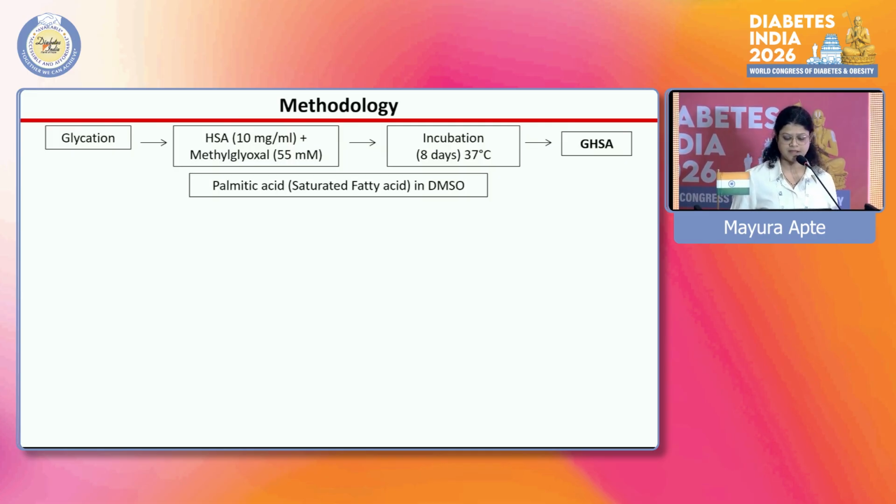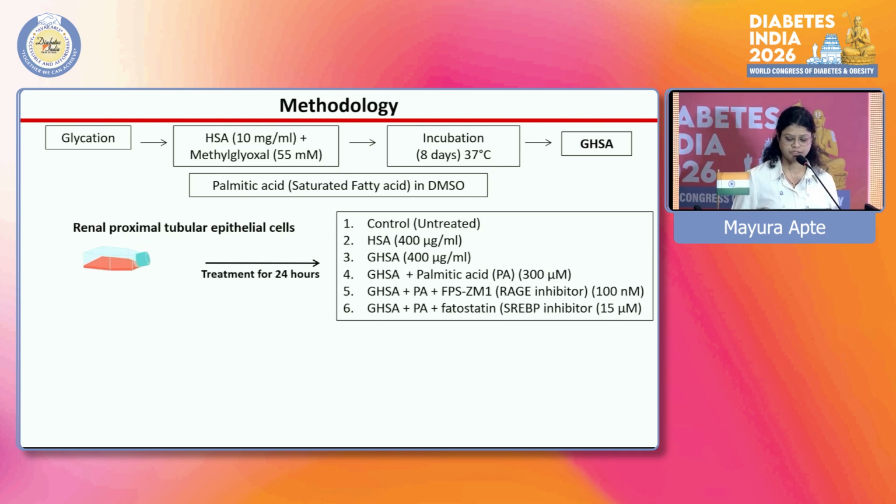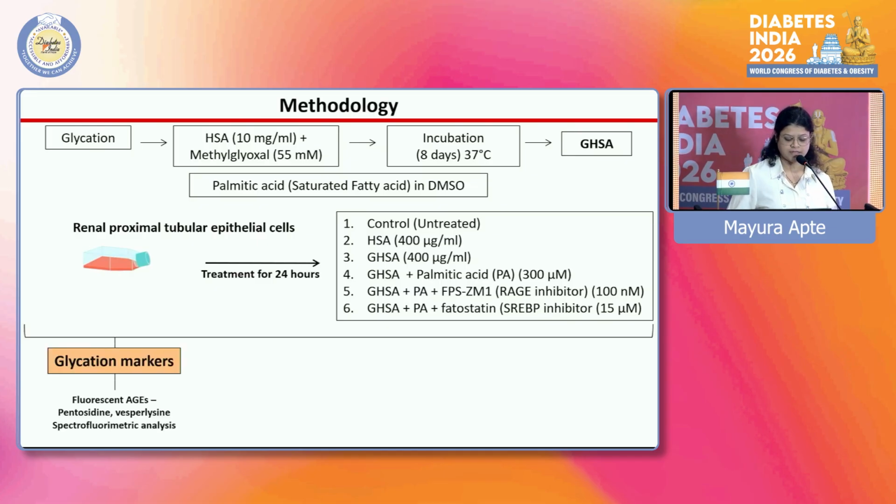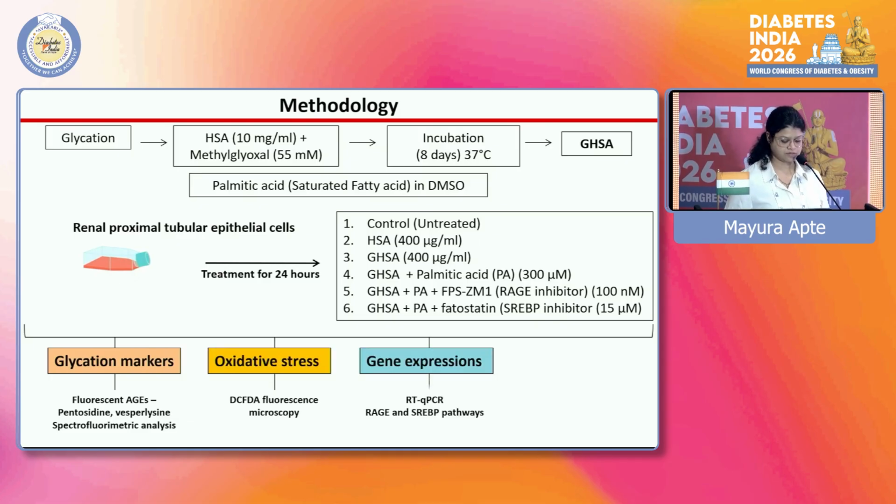Simultaneously, palmitic acid, one of the saturated fatty acids, was prepared, and renal proximal tubular epithelial cells were maintained in their specific medium. They were treated with this GHSA and palmitic acid for 24 hours in the presence of FPS-ZM1, the RAGE inhibitor, and fatostatin, the SREBP inhibitor. And further, we analyzed various glycation markers, oxidative stress markers, gene expression profile, and ATP levels.